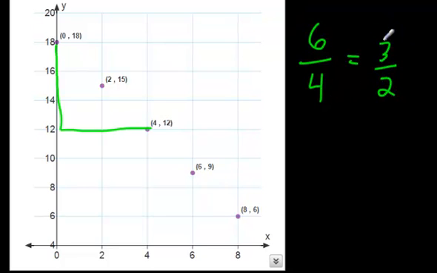Notice it's a little different than the answer we got before. That's because the slope is negative. Don't forget that if the slope is negative, then we have to write a negative sign in front of the 3 over 2. Okay, so that's a way of doing it quickly.